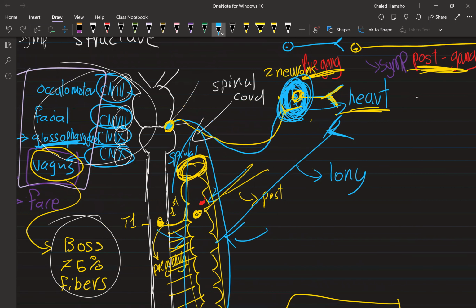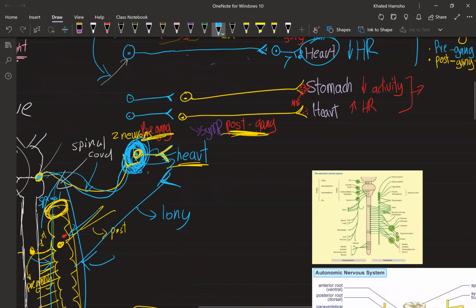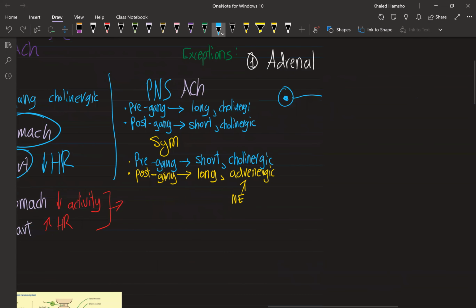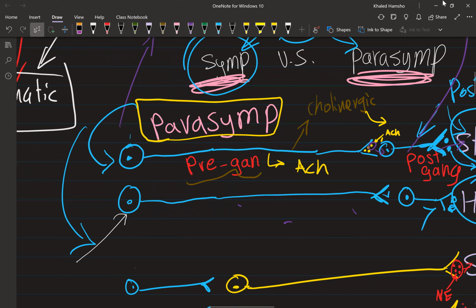That means that the preganglionic is long and the postganglionic is short. There's no significance to it other than that, honestly. It's just nothing significant there. It's just a difference they might ask you about.